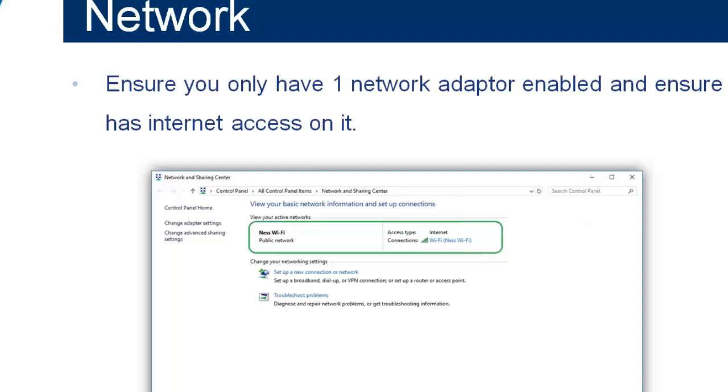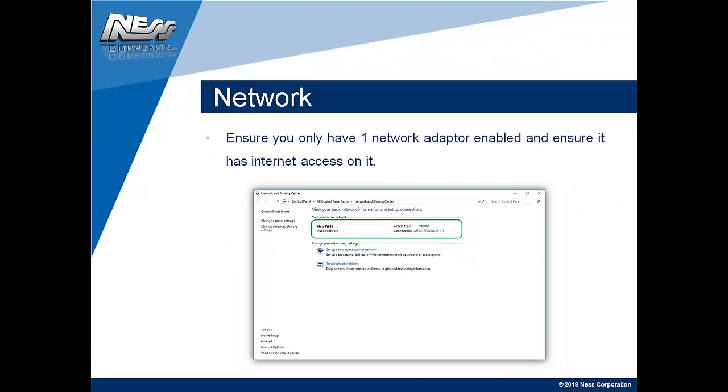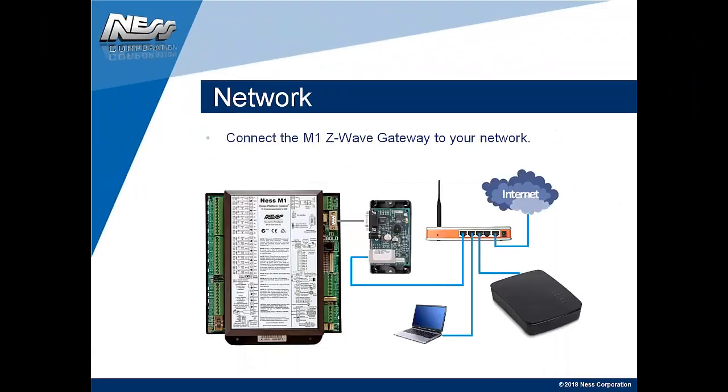It's also important that you only have one network card enabled on your computer. If you have Wi-Fi and also LAN enabled, just disable one of them. As long as the network you're going to be using is the customer's network with internet connection, it should work. At this stage, you should connect your Z-Wave gateway to the customer's network, as well as the M1, which has the M1 XEP on there. It does take about a minute, maybe 2 minutes to fully boot up.